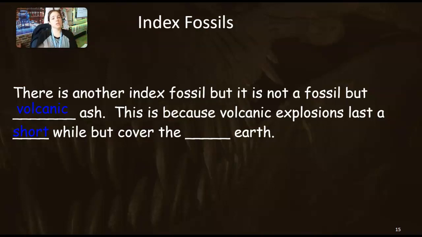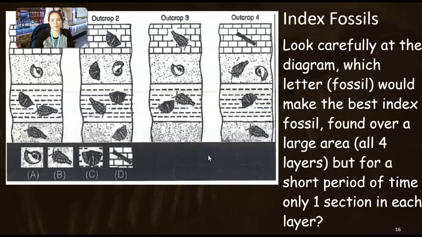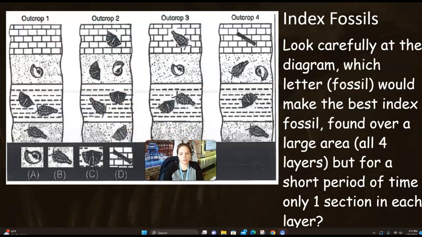Actually, it does, because the explosions that go off with these volcanic eruptions go up into the atmosphere, into the stratosphere, and spread out all around the world, and all of that comes back down. That can form a thin layer of volcanic ash, which makes a beautiful index fossil. Yeah, the whole Earth. All right, so let's look at this set of index fossils right here.